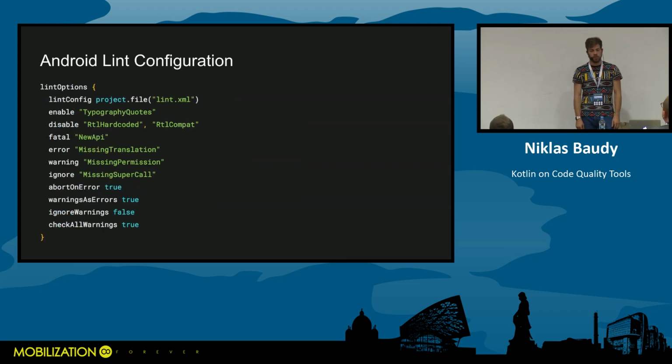Now on the Gradle side, they also have the Lint options API. In there you can, for instance, supply the XML file for the configuration. You can also enable or disable certain rules. You can make them fatal, so they're going to fail the build when you're building a release app. Each rule has a severity, like warning, error, fatal, and you can choose them to be higher or lower. You can say that you want to abort on error. You can also make warnings errors, which is super useful. You can ignore warnings, and you can also check all warnings. There are many more configuration options, but those are the main ones that one might need to use.